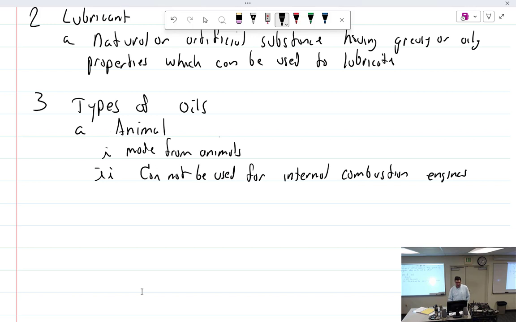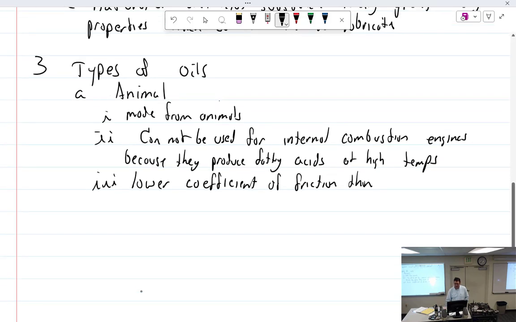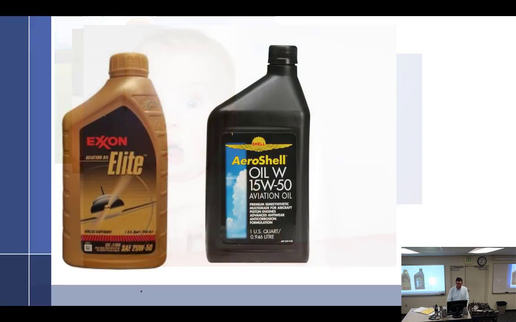Engines, because they produce fatty acids at high temperatures. And it has a lower coefficient of friction than mineral oils. That means it's not as slippery. Is it like a 0 to 1 coefficient, or do you not know? I don't know.